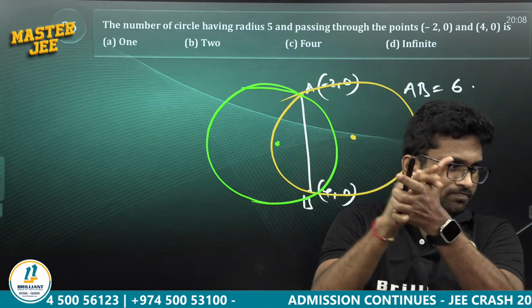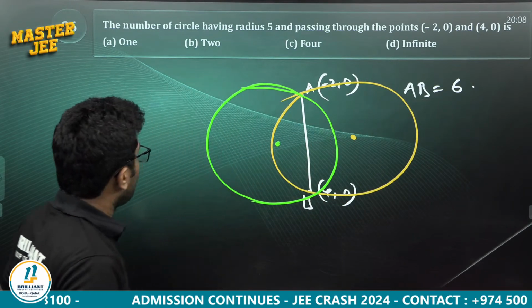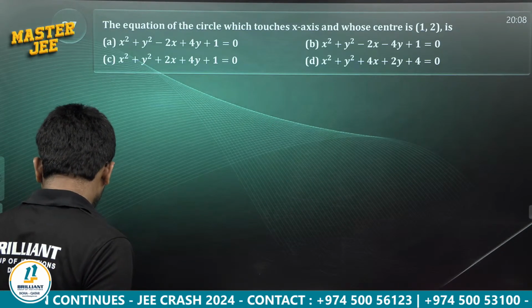Very good. 2 circles. Very good, Abu. Very good, Aizaz. Very good, Vaishnavi. It is such a simple question.